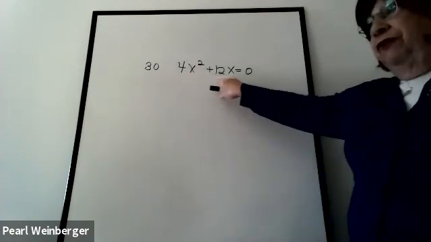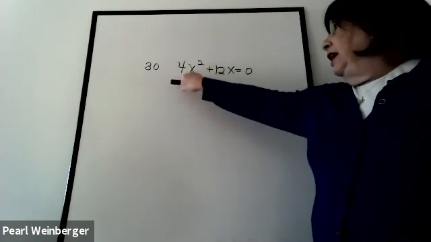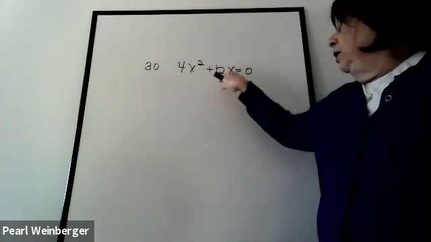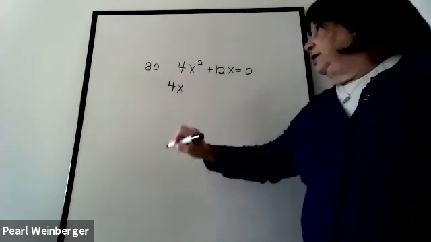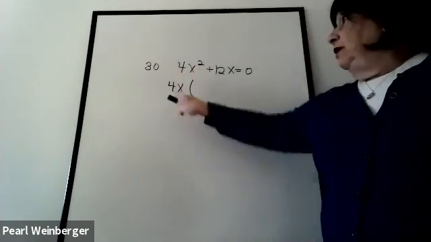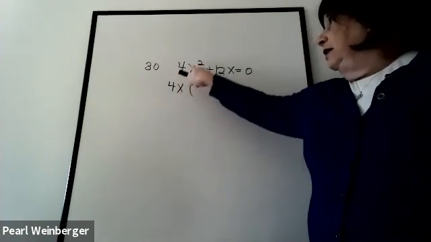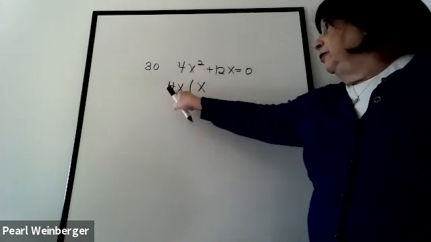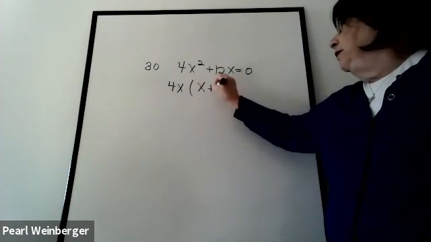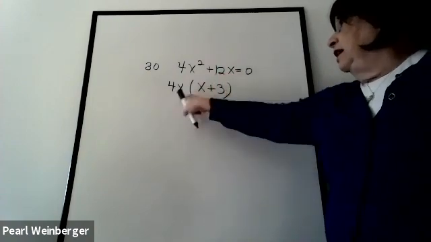So as before, I look for a common factor, and there is one. It's 4 in both of them and x. So I put the 4x on the outside, and on the inside, 4 into 4 cancels. X into x squared gives me x. Then the next term, 4 into 12 gives me positive 3. The x's cancel out.